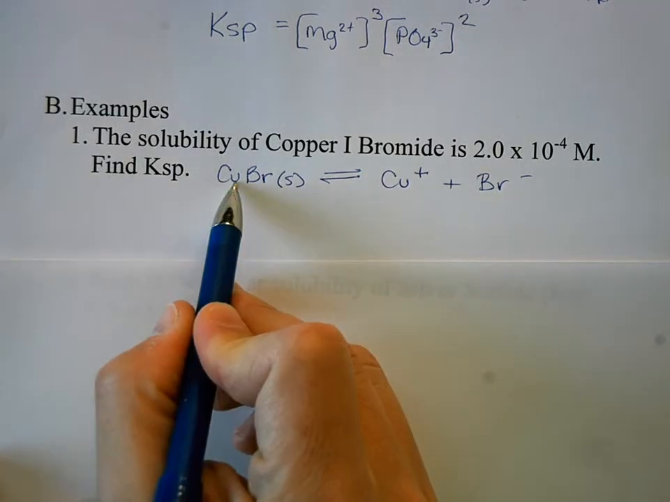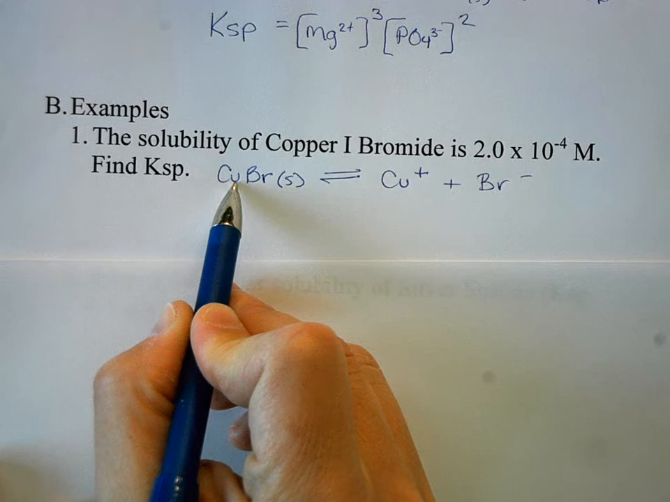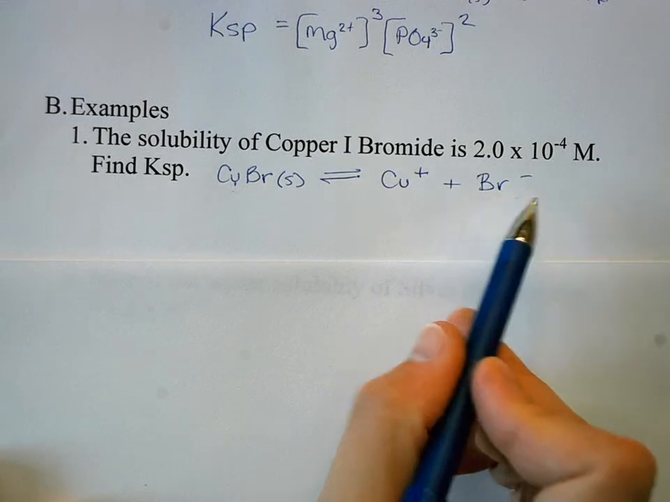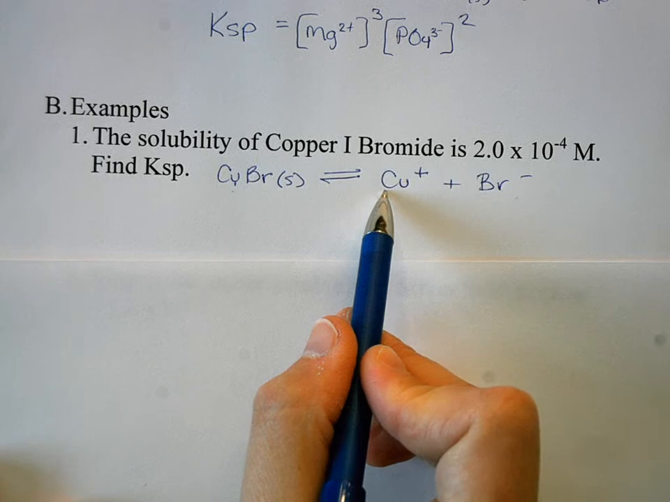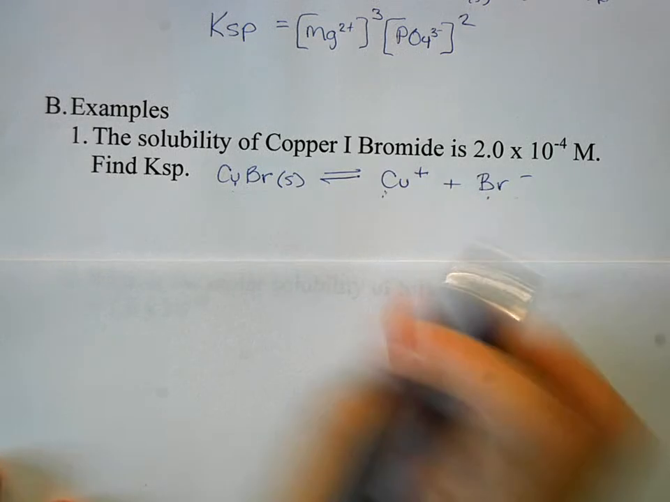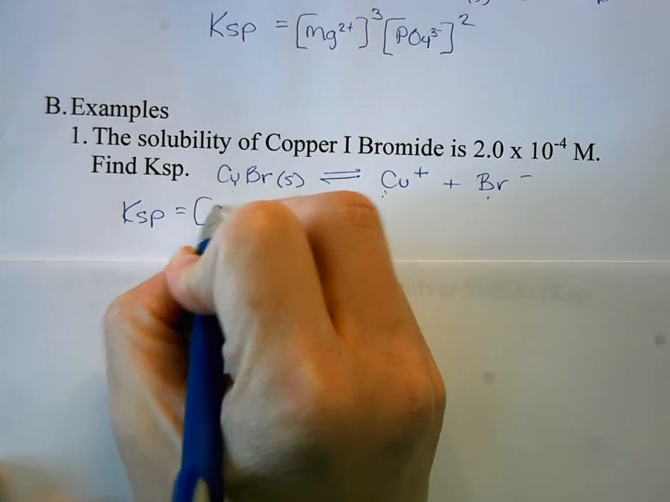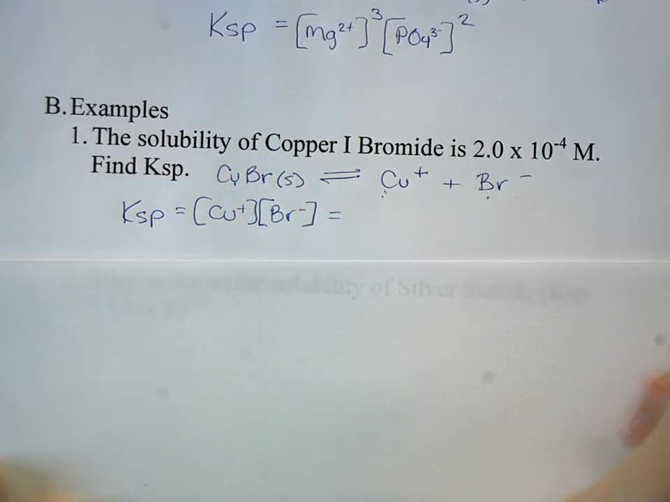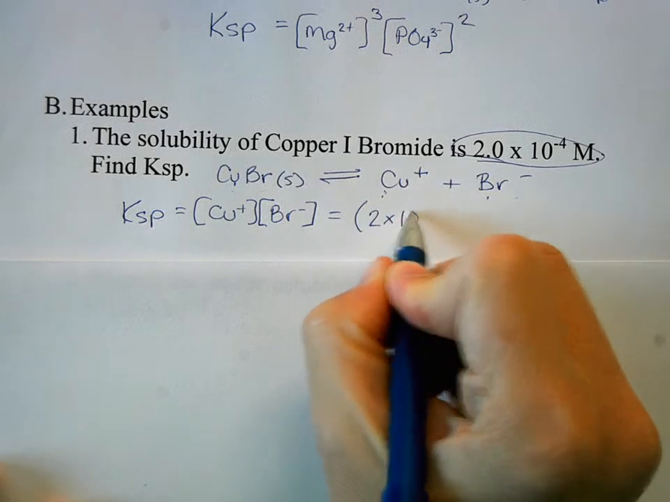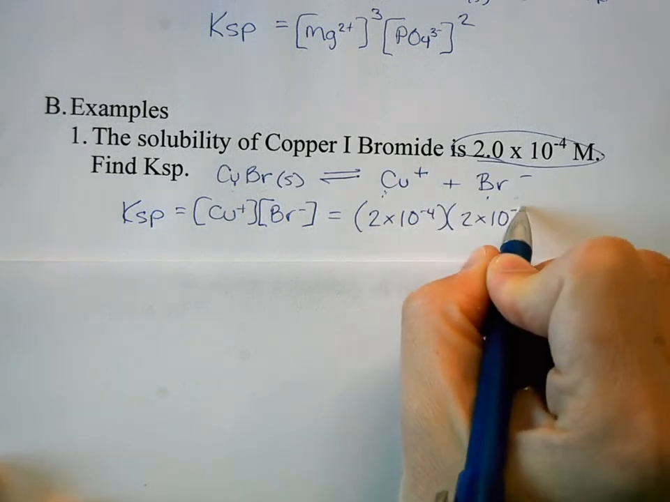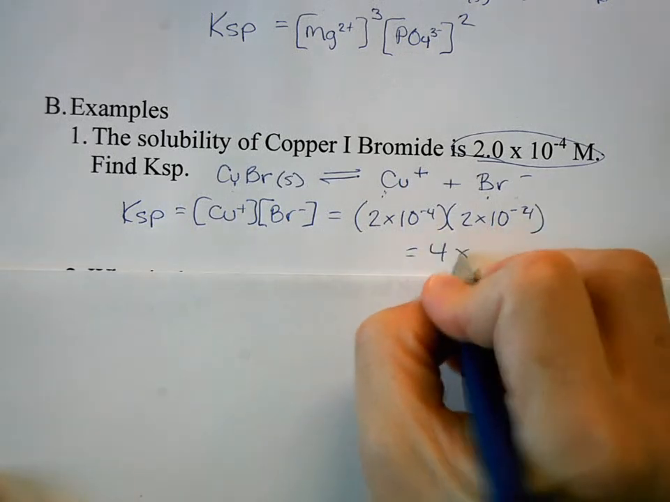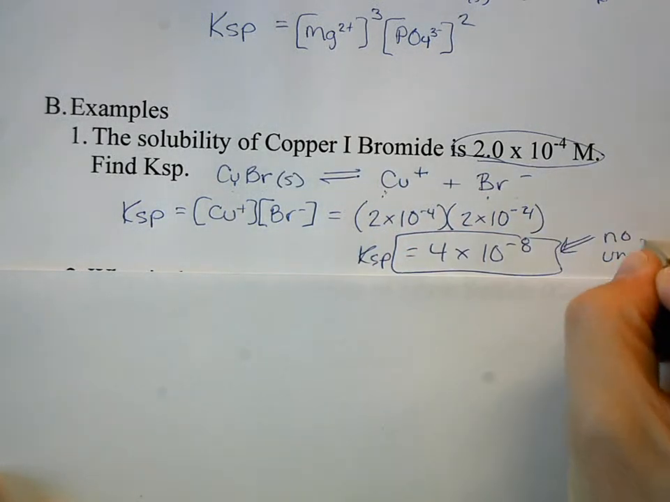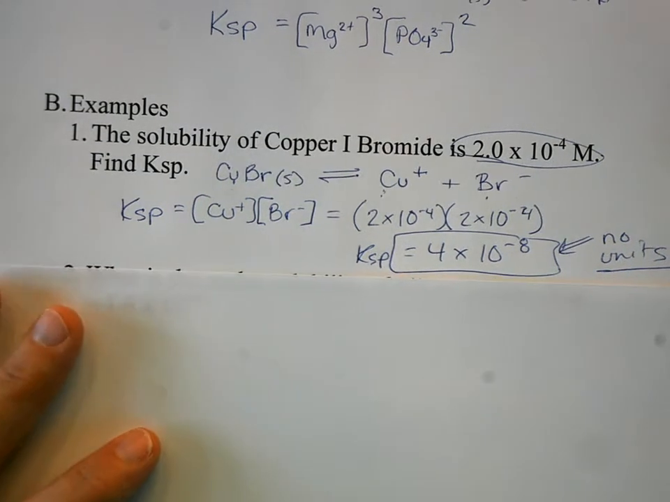And since 2 times 10 to the negative 4 moles per liter of this stuff is going to dissolve, and I've got a 1-to-1 ratio of products to reactants, I'm going to get 2 times 10 to the negative 4th moles per liter of this and 2 times 10 to the negative 4th moles per liter of this. My Ksp expression is just my concentration of copper times my concentration of bromide ions, which is just this number, 2 times 10 to the negative 4th times 2 times 10 to the negative 4th, and that gives me 4 times 10 to the negative 8. That's my Ksp value, and just like all other Ks, the units are pretty complicated, so they just leave them off. You don't have to worry about units for Ksp values.